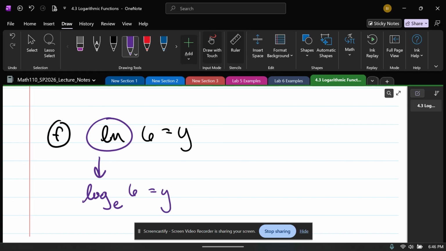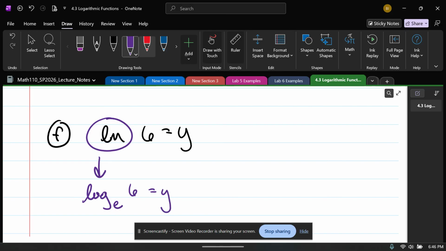But it's used a lot in the natural sciences, which is why it's called natural log. Natural sciences: exponential growth of bacteria, decay, like carbon dating and stuff like that. The e number comes up a lot in that. So that's where that's coming from.